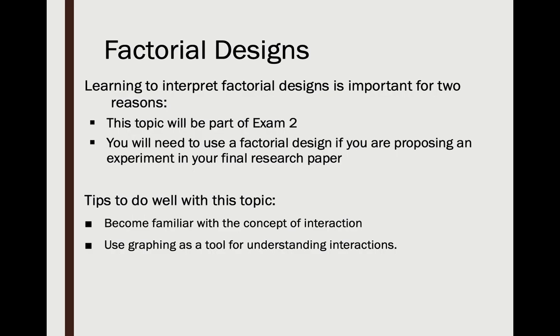So learning to interpret factorial designs is important for two reasons. Firstly, it's a part of exam 2, but secondly, you need to use a factorial design if you're proposing an experiment in your final research paper. And to do well with this topic, we're going to become familiar with the concept of interaction and moderation. We went over moderation a couple weeks ago, and also using graphing as a tool for understanding interactions. Looking at graphs is a really easy way to understand interactions, way easier than looking at a table.